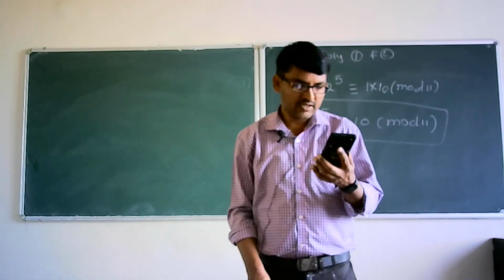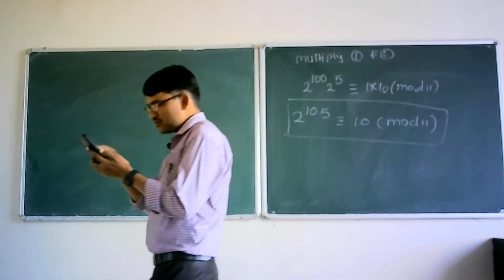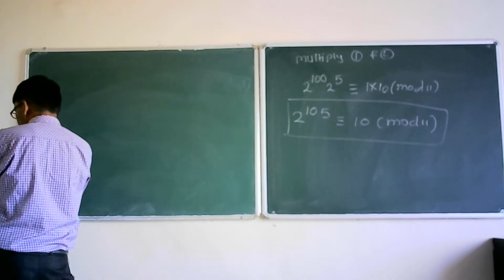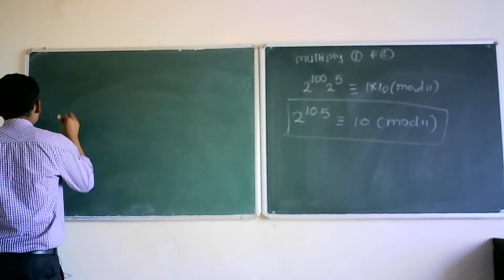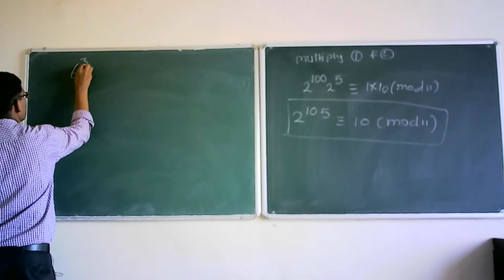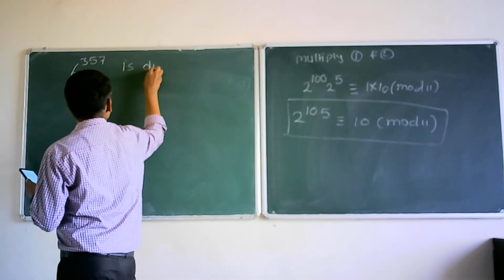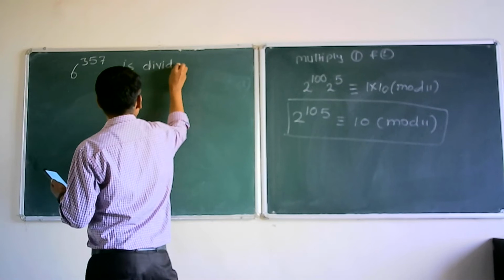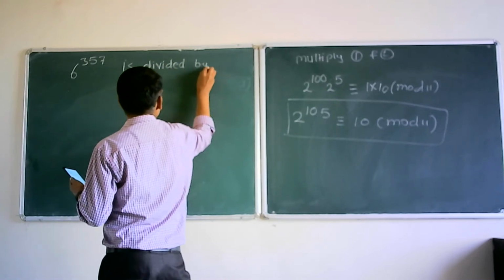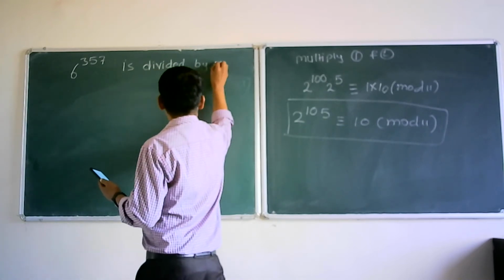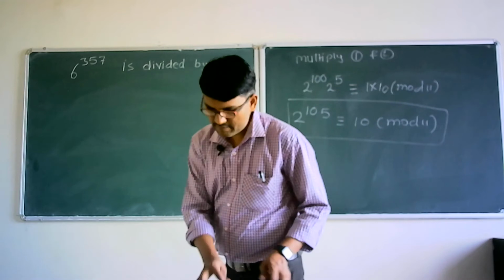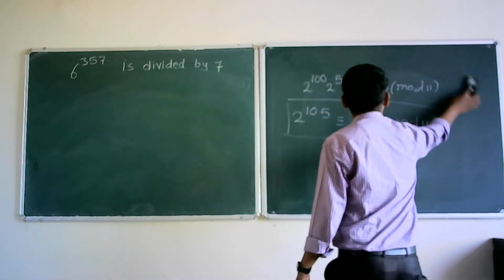Find the remainder when 6 raised to 356 is divided by 7.